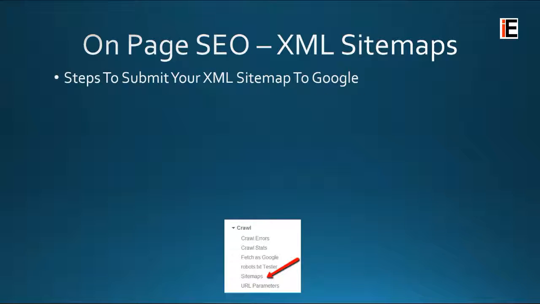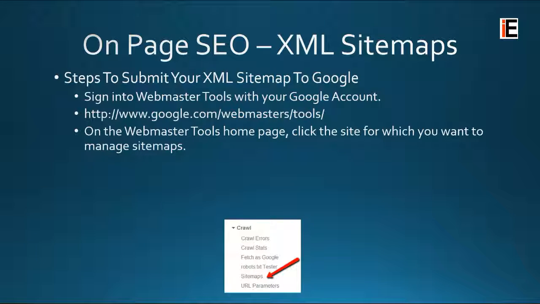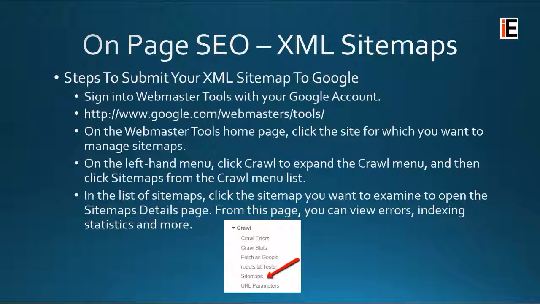Steps to submit your XML sitemap to Google. First thing you want to do is sign into your Webmaster Tools account with your Google account. So you want to go to google.com/webmasters/tools. On the Webmaster Tools homepage, click the site for which you want to manage sitemaps. You'll have multiple sites in there. On the left-hand menu, click Crawl to expand the Crawl menu, and then click Sitemaps from the Crawl menu list. And in the list of sitemaps, click the sitemap you want to examine to open the sitemap details page. From this page, you can view errors, indexing statistics, and more.